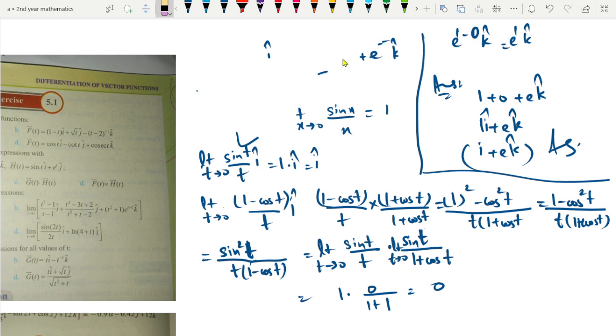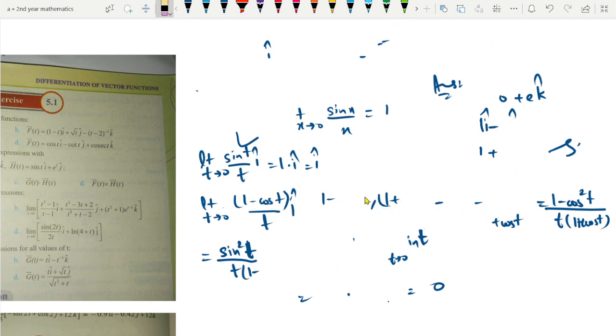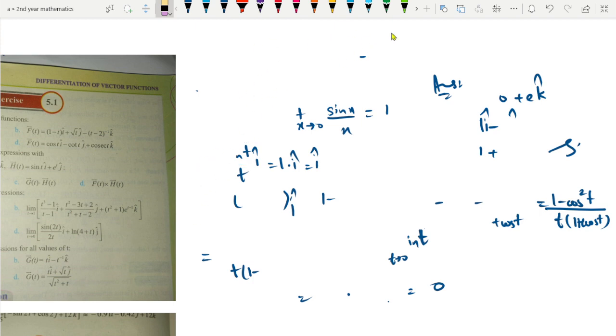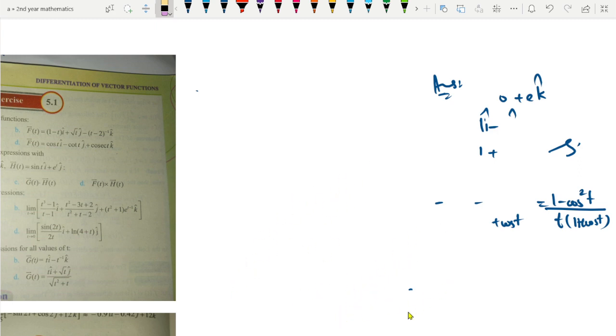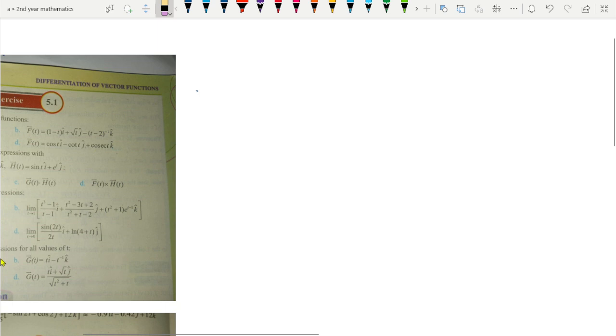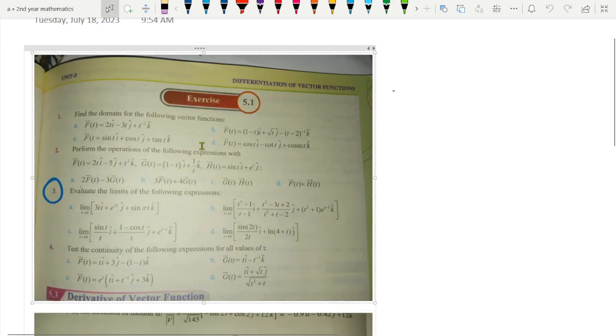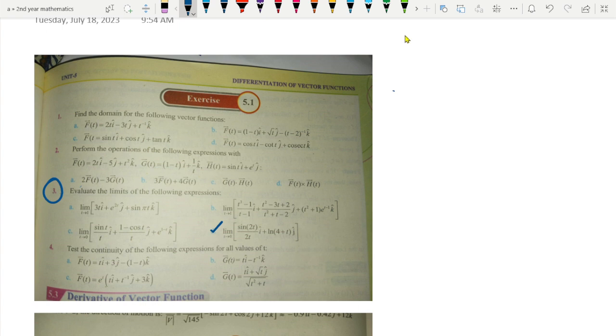Now we will discuss the next part of the question. The next part of the question is part d: limit of sine of 2t divided by 2t i, as t approaches 0, plus natural log of 4 plus t j.